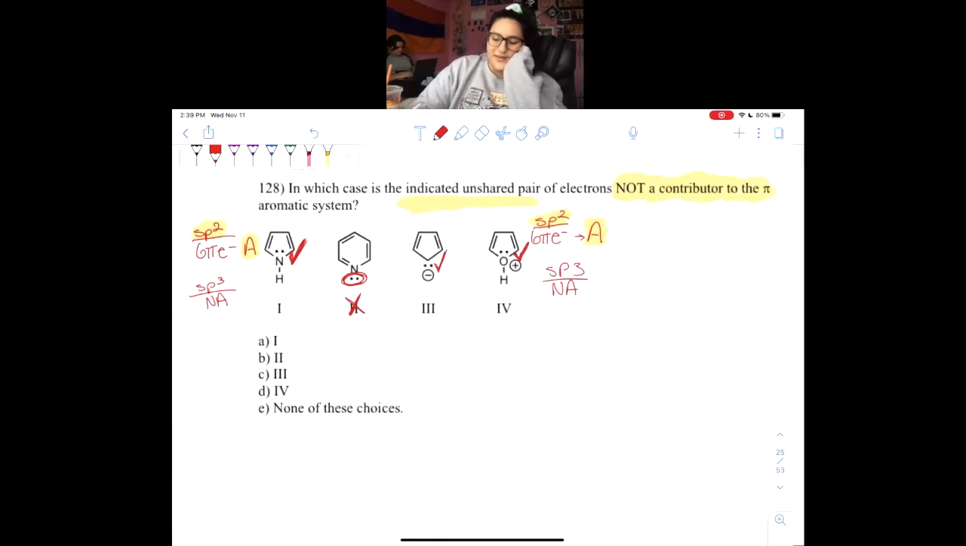So we can tell after drawing all of these out that number 2 is the only one where the drawn unshared pair of electrons are not contributing to the pi system. So B is our answer.